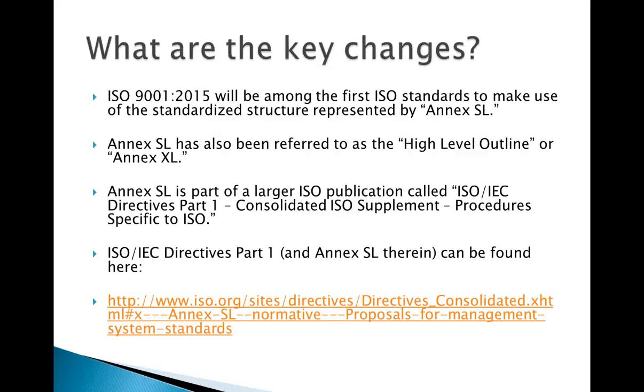Now, in terms of what the key changes are, any examination of 9001-2015 has to begin with a discussion of Annex SL. Annex SL has a couple of other names. It's been called the High Level Outline, or HLO, Annex XL. It is, as the name implies, an annex, and it's part of a larger publication called the ISO IEC Directives Part 1, Consolidated ISO Supplement Procedures Specific to ISO. This is a standard that is all about how to write standards.